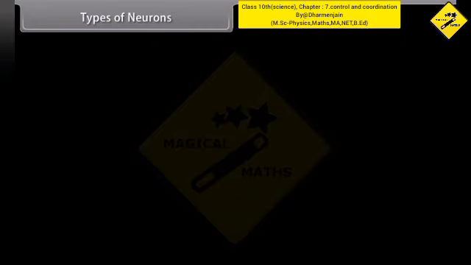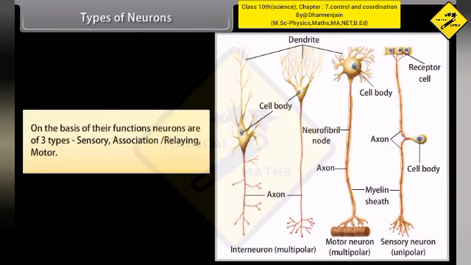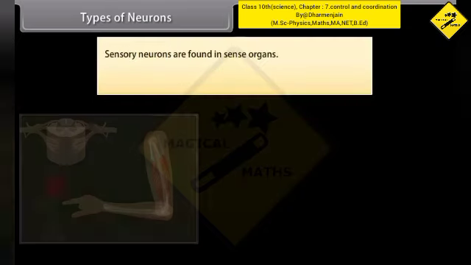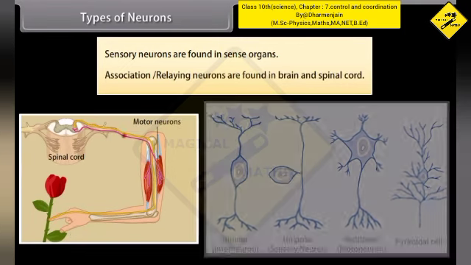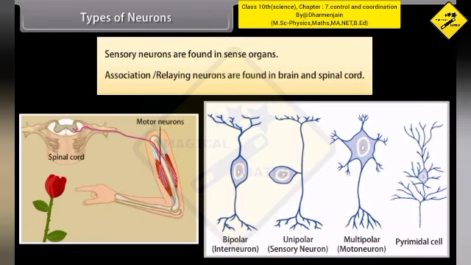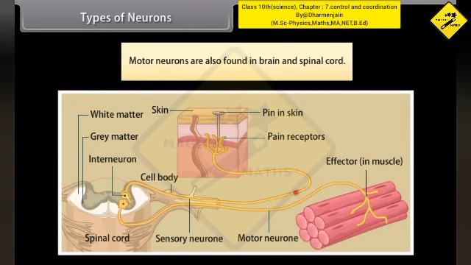Types of neurons. On the basis of their functions, neurons are of three types: sensory, association or relaying, and motor. Sensory neurons are found in sense organs. Association, relaying neurons are found in the brain and spinal cord. Motor neurons are also found in the brain and spinal cord.